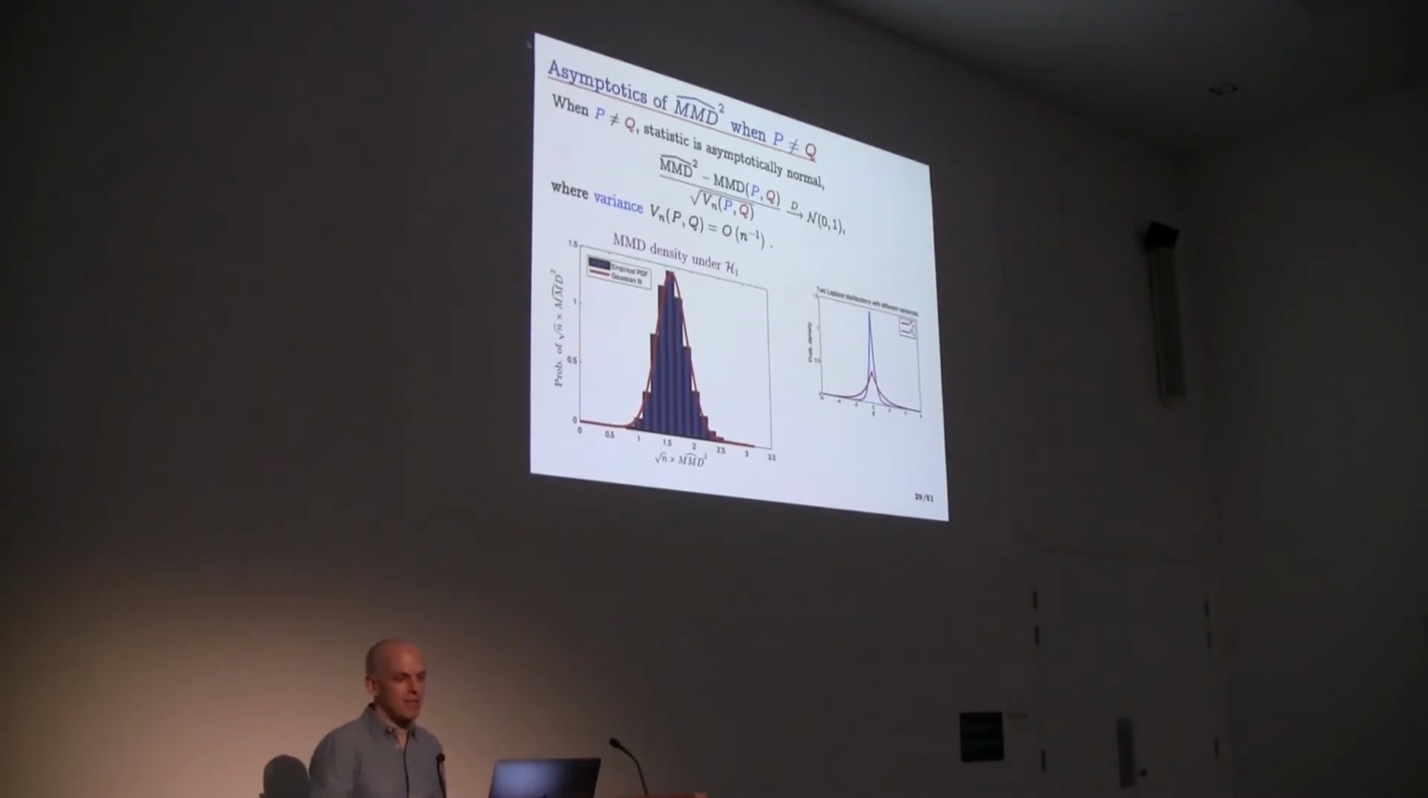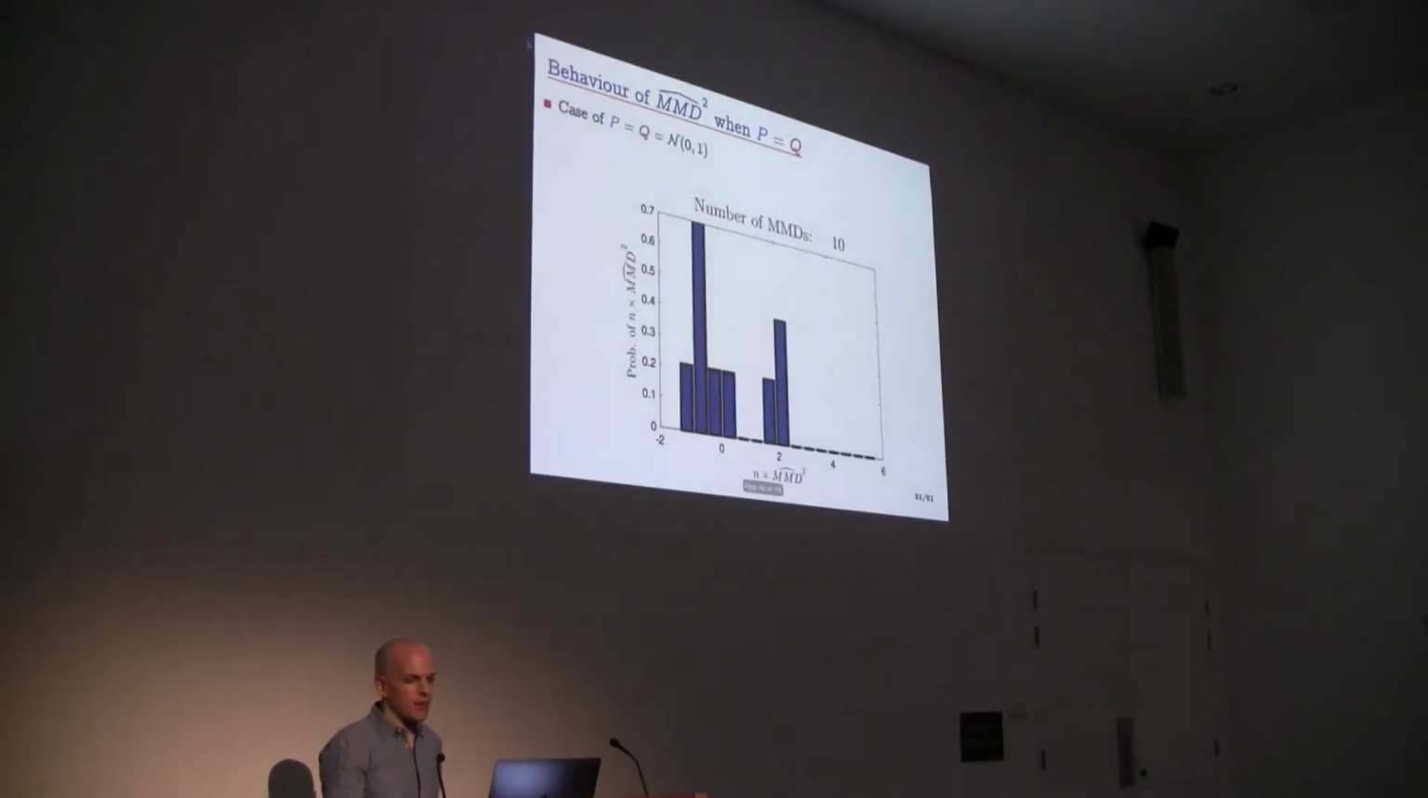So now let's make P and Q the same. Very important. So here P and Q are just standard normals, one-dimensional standard normals. Very, very simple, all right? I've generated 10 MMDs. What you'll notice here is that some of these are negative, which might initially surprise you, right? Because P and Q are the same. I'm computing an estimate of a square distance between P and Q. Why is that ever negative?